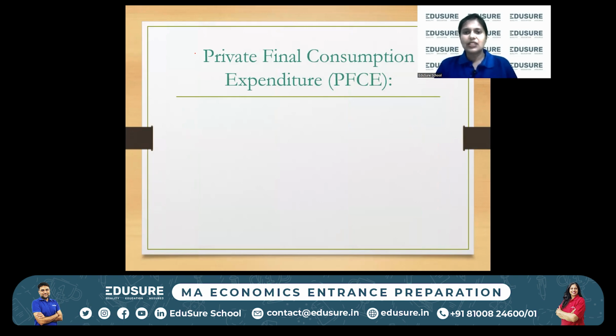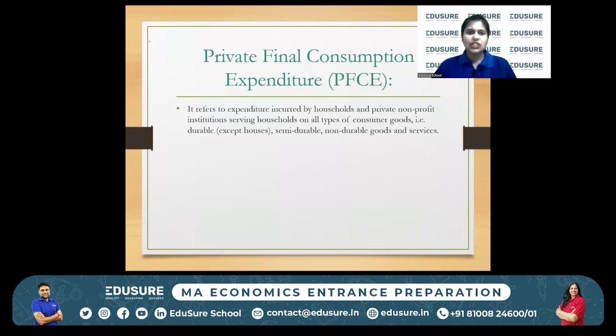Private final consumption expenditure, the first component. Expenditure which is incurred by households and non-profit institutions serving households, on all type of consumer goods. Okay, so let's read this line again. It is expenditure which is incurred by households and private non-profit institutions which serve households on all type of consumer goods. What is included in consumer goods?